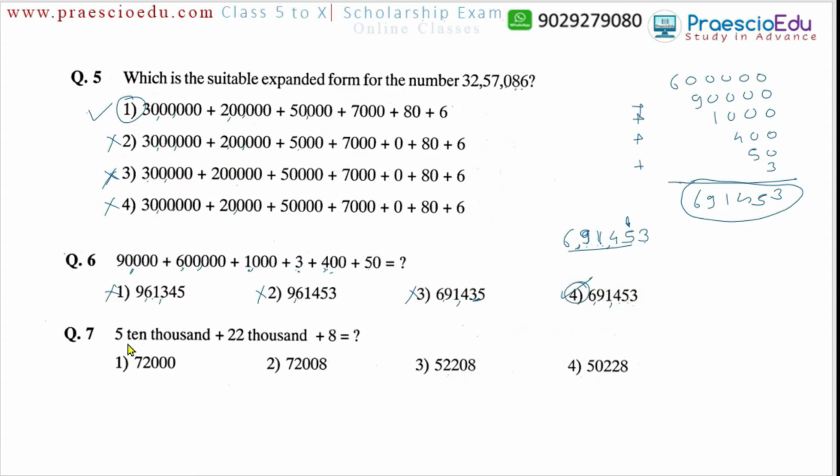Then question number 7: 5 10,000 means 5 multiplied by 10,000. This is given in expanded word format, meaning 50,000 plus 2,000 plus 8. If we add this, 8, then 0 0, then 2, and then 5 plus 2 is 7, so 72,008, no, this is incorrect. This is correct, 52, not 50, so option number 2 is the correct one.